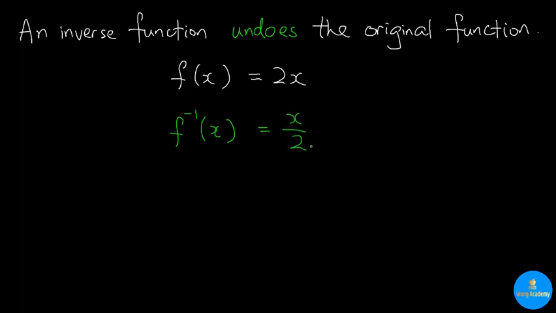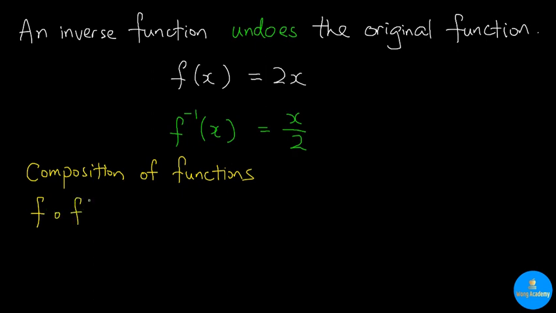A slightly more formal way to define this undo property is by using composition of functions. What does that mean? Well, if we take f and then compose with f inverse and act on the input x, then this is defined by f acting on the output f inverse of x. So composition of functions simply means that we perform function actions one after the other.